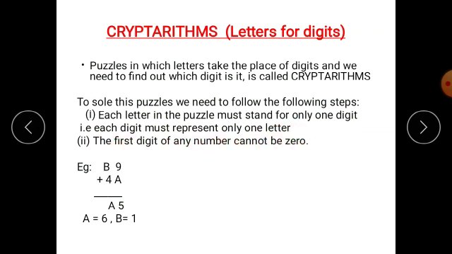Now here, every time one letter will be representing one certain digit. For example, B9 plus 4A gives A5. Now I want to add 9 plus A such that I get 5. But 9 plus A should be greater than 9. And here in the units place you are having 5. So we can consider it as 15. I have 1 as a carryover. So 9 plus what will give me 15? That is 6. So A is 6.